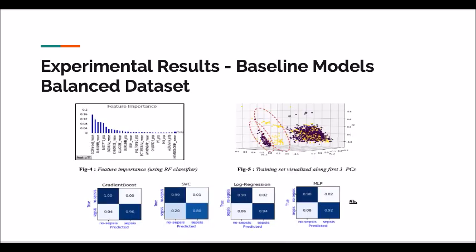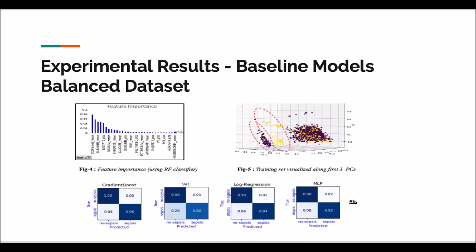If we dig down further, the important features extracted using a random forest classifier were GCS verbal mean, albumin mean, and lactate PTP. Here are the confusion matrices for all the algorithms that have been used: gradient boosting, SVC, logistic regression, and multilayer perceptron. Out of all, gradient boosting works well.